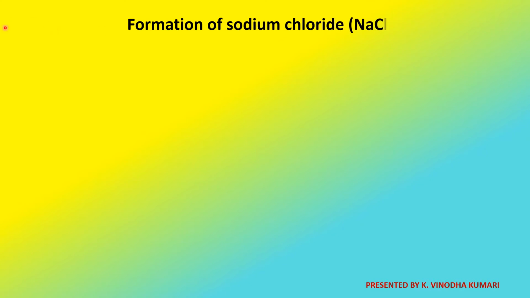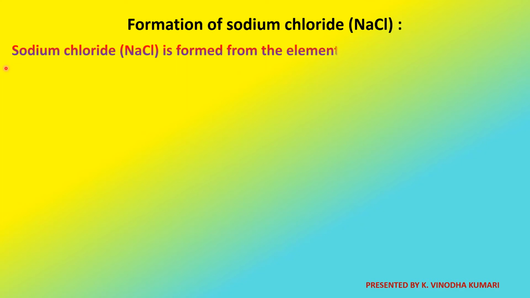Now I am taking sodium chloride as the first example for the ionic bond formation. NaCl. Sodium chloride is formed from the elements sodium and chlorine. Now we'll write the electronic configuration for sodium and chlorine, and let us see the outermost shell electrons.